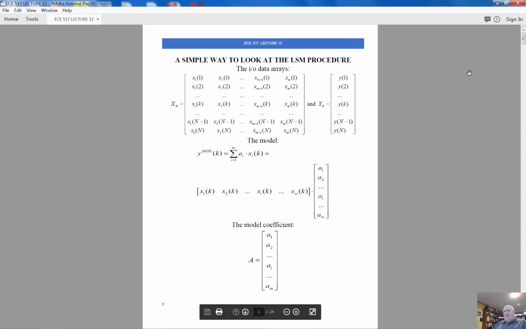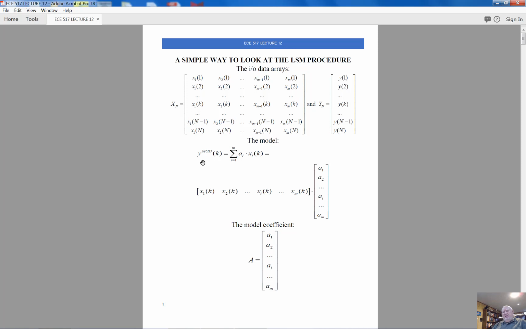to my lecture, the text that you can also see on the internet. I want to show you how simply one can look at the least square method procedure. I want you to see the array X and array Y that contain measurement data. And this measurement data represent values of the input variables at time 1, values of the input variables at time 2, and so on. And values of the output variable at time 1, time 2, time 3, and so on.